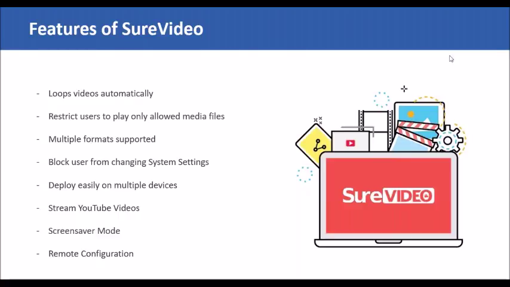Of course, as the device is locked down, the users will not be able to change the system settings, so your devices are safe. No one will be able to make any changes or launch a different app which is not intended. And it can be deployed easily on multiple devices. You will see that. There are also options to stream YouTube videos directly on a lockdown tablet. So think about it: you have a tablet, you have locked it down, you are using it as a digital signage solution, and you can stream YouTube videos directly on that lockdown device.